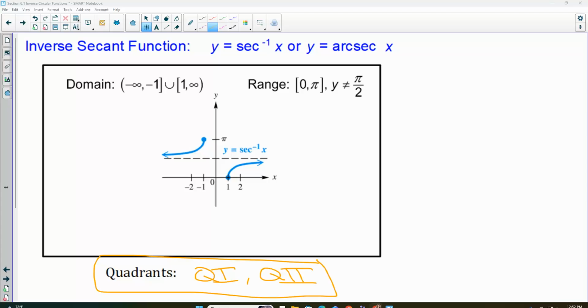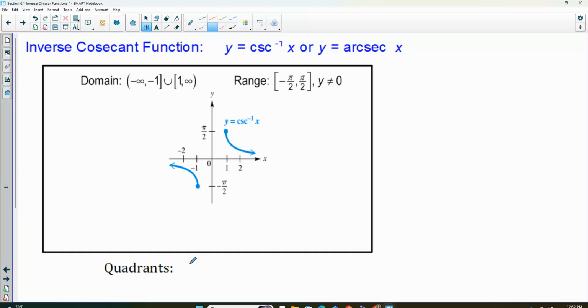and then cosecant's the reciprocal of sine, so what quadrants would it be? What quadrants did we pick for sine? 1 and 4.